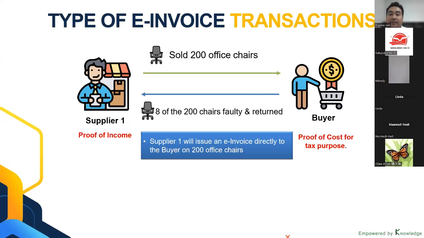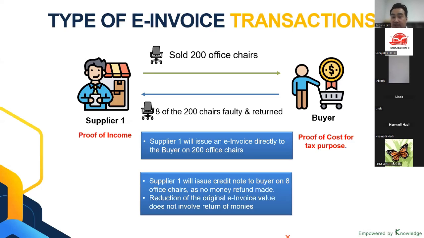But when the buyer receives the item, they find out 8 of the chairs got damaged, they're going to return them. So there are 2 documents that may be prepared by the supplier. Either a credit note, or another possibility is a refund note. In what circumstances do you use a credit note? When there is no money refund. So when supplier 1 receives 8 units of the office chair returned, they will prepare a credit note to the buyer. Okay, there are 8 units, I issue a credit note.